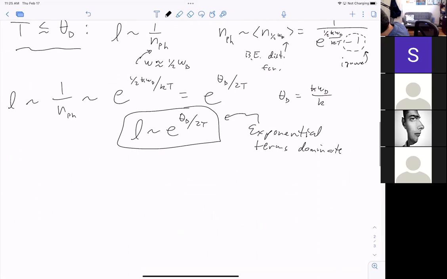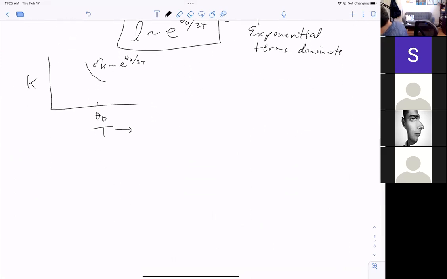And so that's why if we write the thermal conductance as a function of temperature, then in the regime of the Debye temperature, it's going to look like this. It's going to be exponential. The thermal conductance is going to go like e to the theta Debye over 2T. That'll be the dominant temperature dependence. But now let's look at these other two regimes, because we have this other regime.